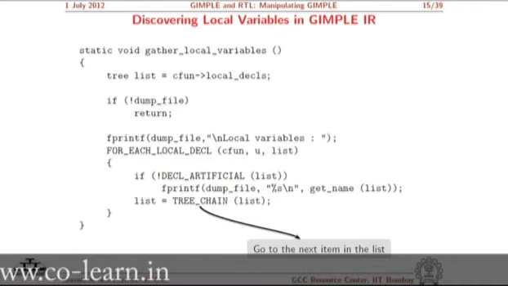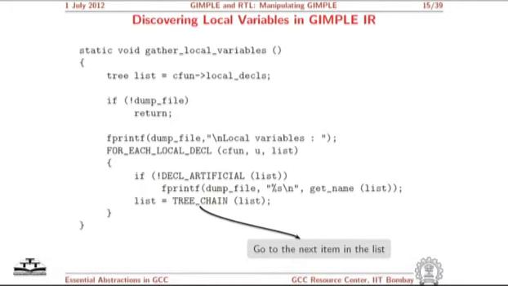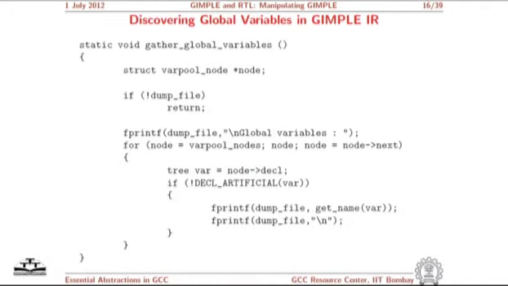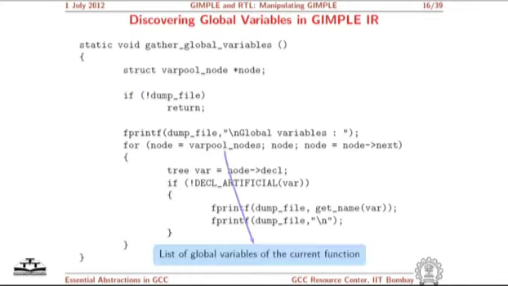As you can see, it is pretty simple. Once you start looking at the brass tacks, doing these low level things is very easy. How do I get global variables? Well, it is much the same way. I have a function that gets global variables. I have something called varpool nodes. This is a global variable. As soon as I set the context for a function, this global variable gets set.